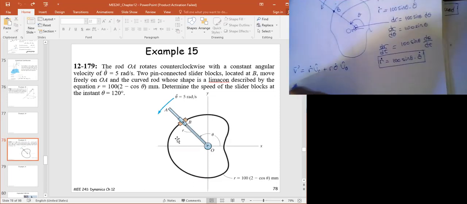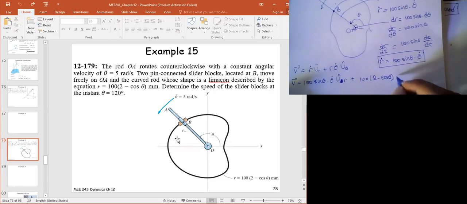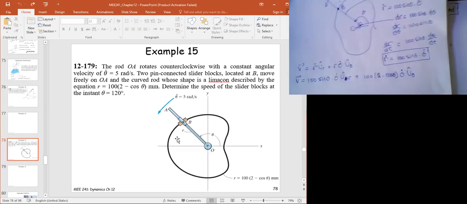Okay, so what is my velocity again? R prime, which is 100 sin theta multiplied by theta prime, UR, plus r times theta prime. What is r in this case? R is 100 times 2 minus cosine theta, multiplied by theta prime, times U theta.